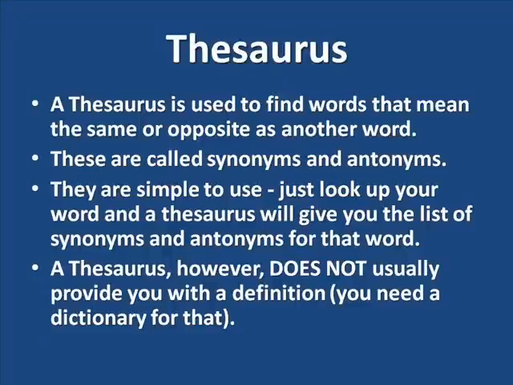A thesaurus is used to find words that mean the same or opposite as another word. These are called synonyms and antonyms. They are simple to use. Just look up your word and a thesaurus will give you the list of synonyms and antonyms for that word. A thesaurus, however, does not usually provide you with a definition. You'll need a dictionary for that.